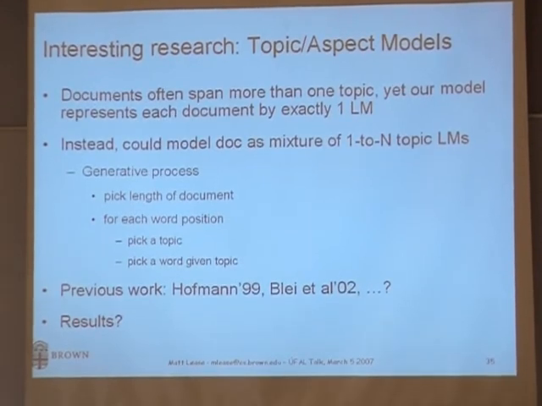Another idea I think is interesting is topic or aspect language models. Documents span more than one topic, and yet we've been talking about them like atomic entities, or we've been representing each document by exactly one language model. Instead, we could think of a document as being a mixture of some number of underlying language models. The generative process would work something like this: you'd pick some length of the document, and then for each word position, you pick one of these topic language models, and then generate the word given that topic.